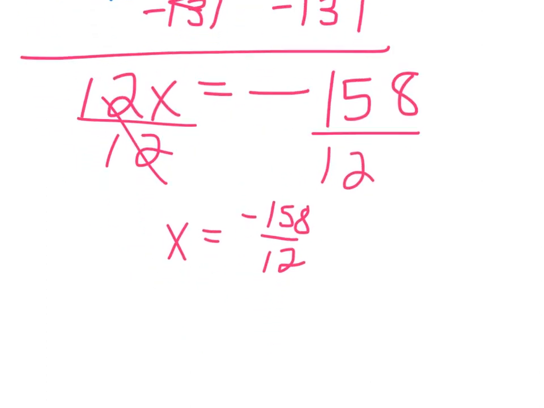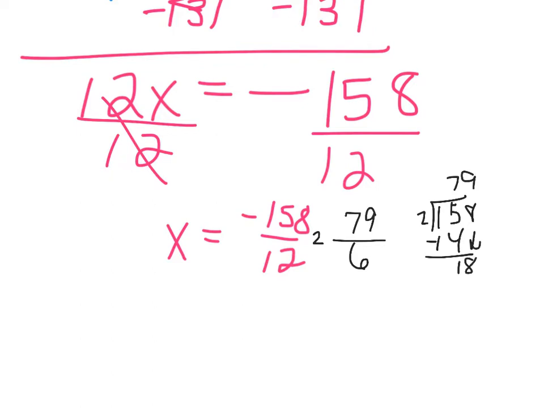Now you're going to say, I have to do what? Simplify. Right away, you know what number goes into both negative 158 and 12. 2, because they're both even. So if I divide this by 2, I have 6. Do 158 divided by 2. 2 goes into 15 7 times, yes? It's going to be 79. Very good. And don't forget that negative sign.